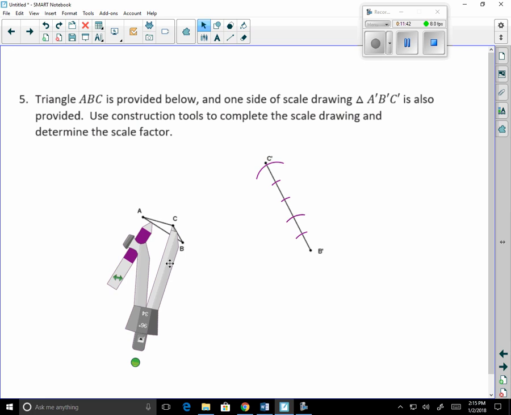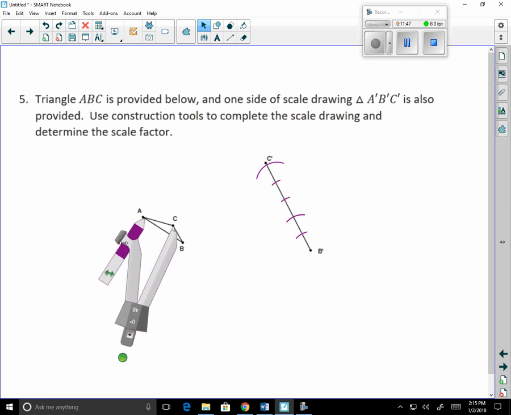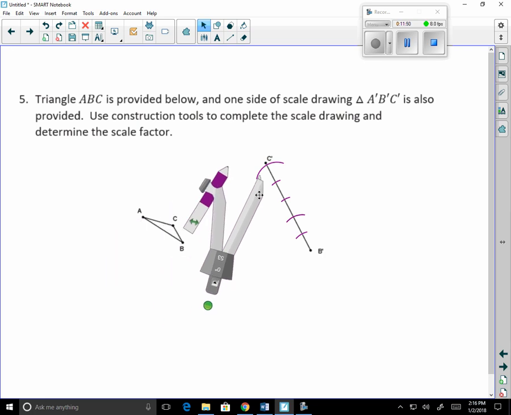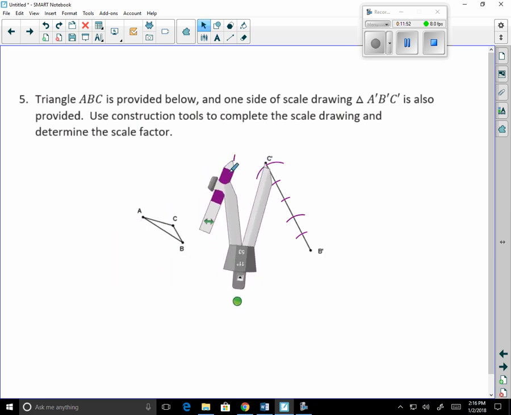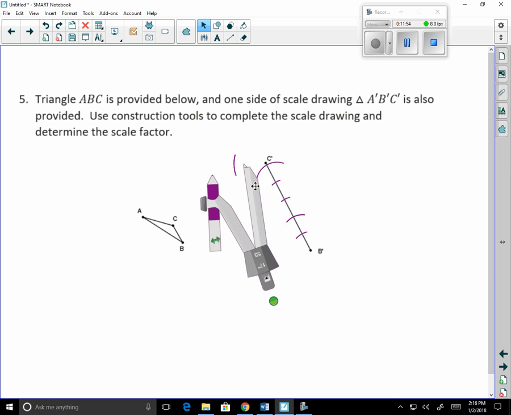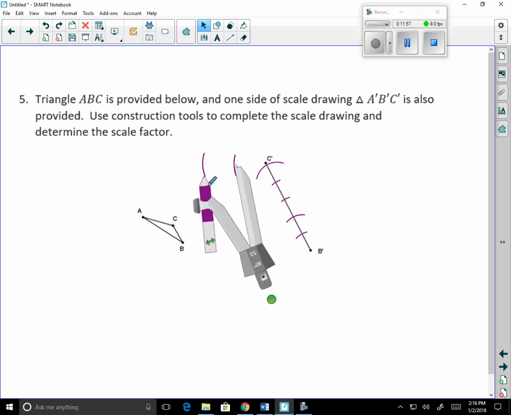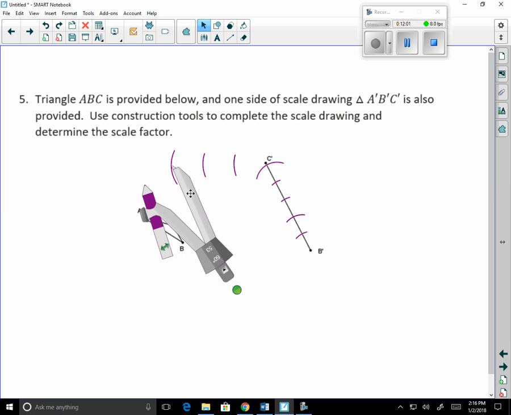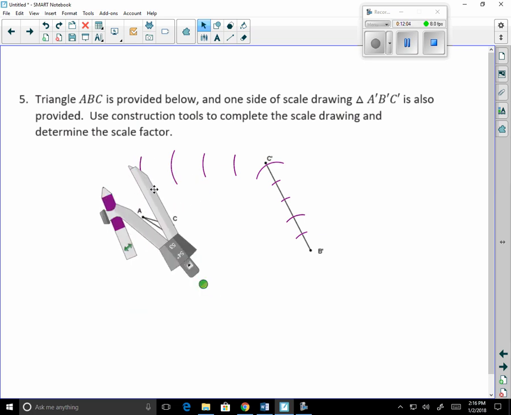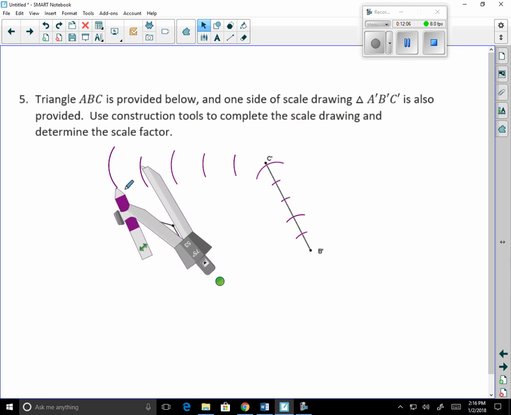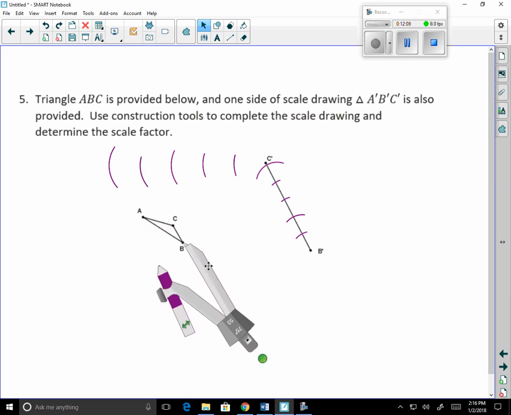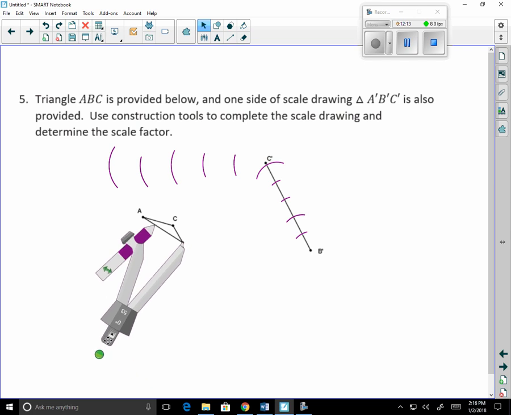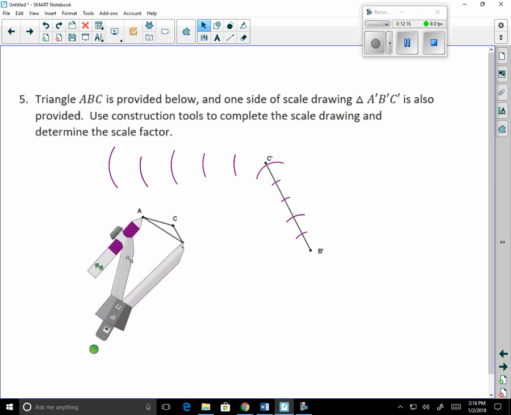So if I go from C to A, I'm going to go out 5 little arcs here. 1, 2, 3, 4, 5. And do the same thing from B to C. Or, I'm sorry, B to A.